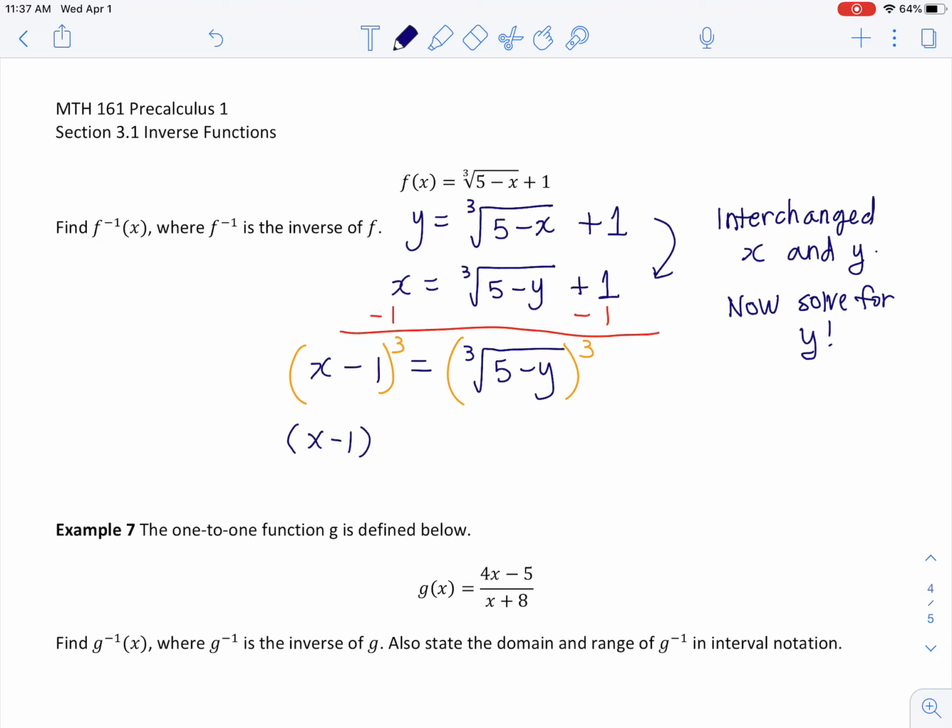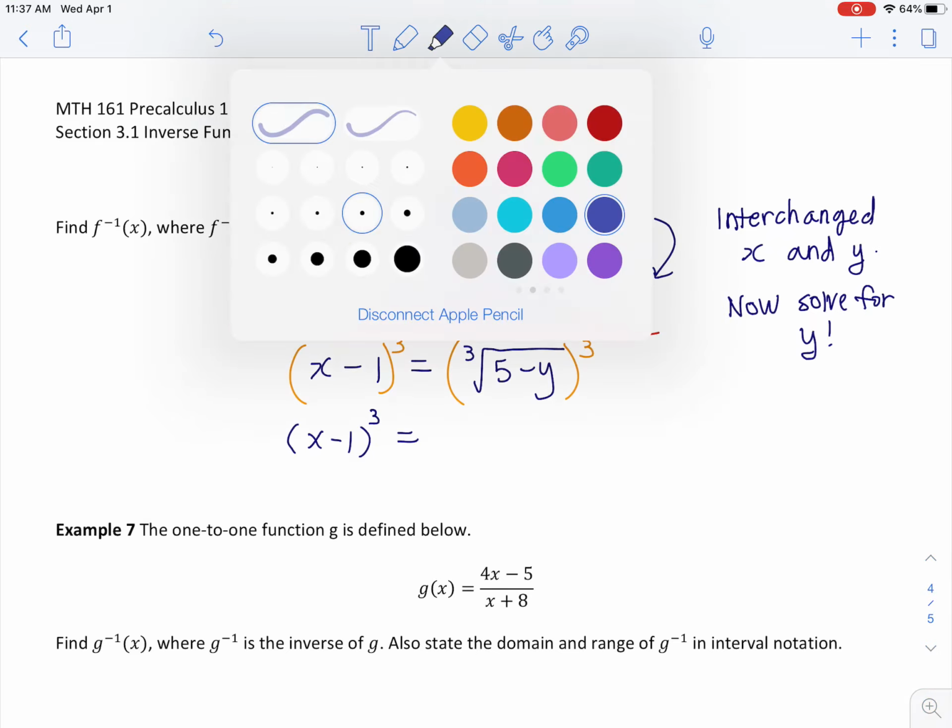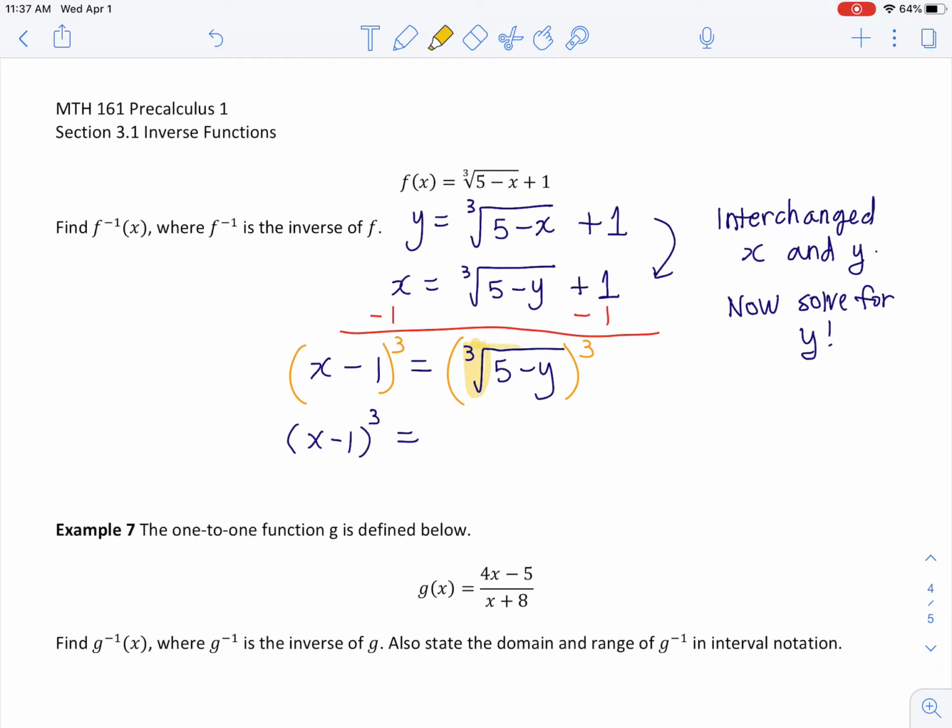Notice I'm cubing both sides here. If I do that, the left side is now (x - 1) getting cubed. Notice that binomial is not getting cubed. We're not going to write it as x cubed minus 1 cubed. Put that x minus 1 in parentheses and say that whole thing is getting cubed. Now notice, if we do that, this cube root and this cubing will simply cancel out, right? So you will just have 5 minus y left.